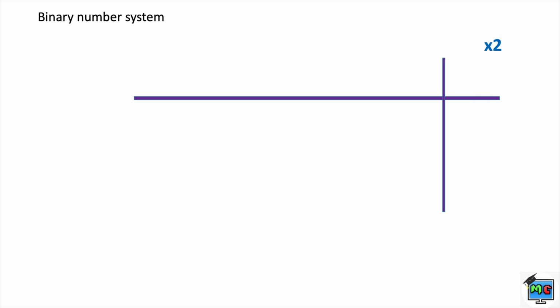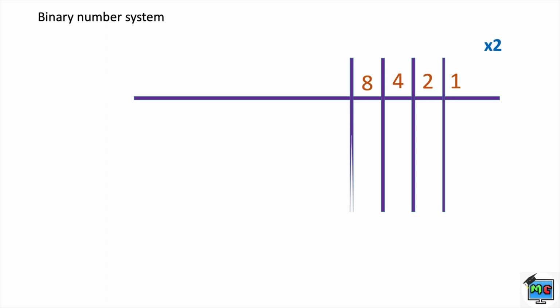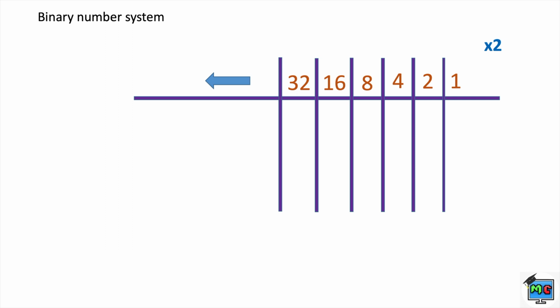So if it's multiples of 2, you start off with the unit, 1. 1 times 2 is 2. 2 times 2 is 4. 4 times 2 is 8. 8 times 2 is 16. And 16 times 2 is 32. You can obviously carry on like that, as long as you want. No problem. You can just double it. Just multiply by 2. Those are the place values you have.